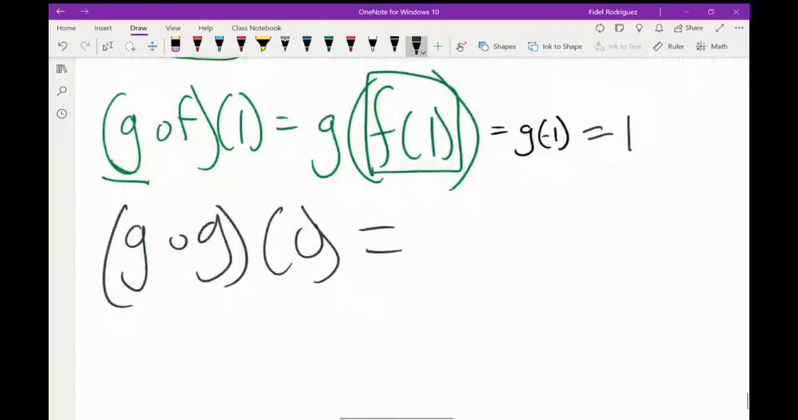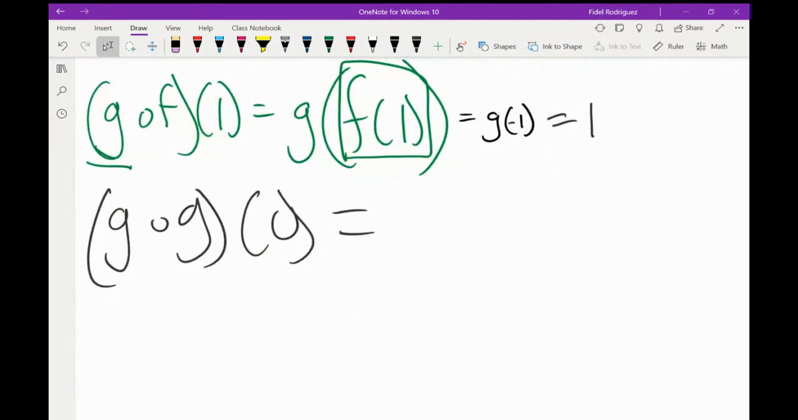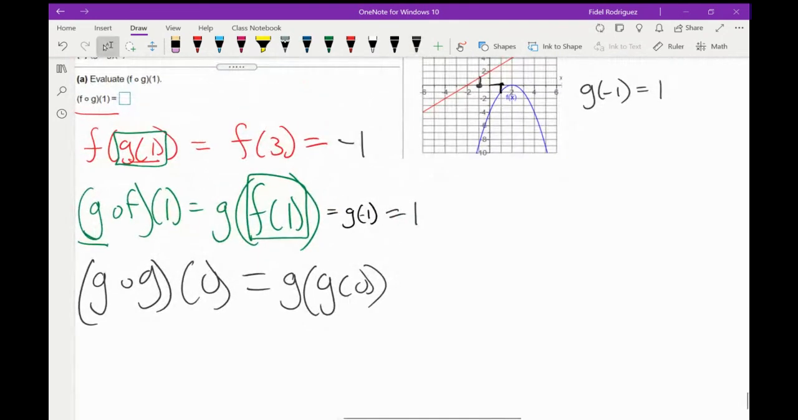Now, if you look at this one, don't be concerned that they're both G. It's okay. It's going to be G of G of 0, okay? And just like we did before, this is what we're going to start off with. We're going to find what is G of 0.